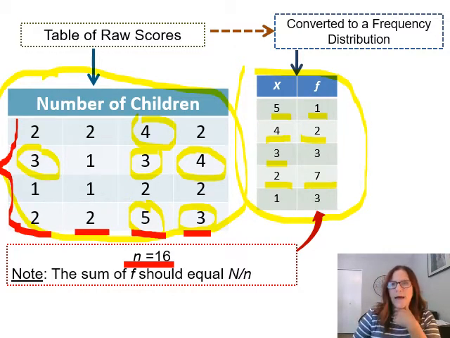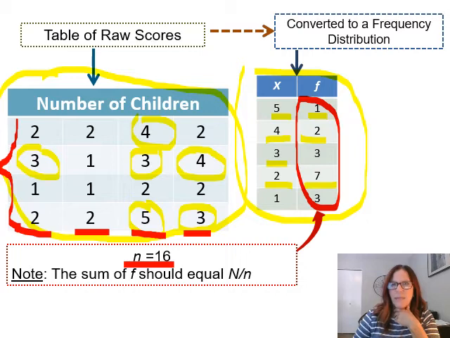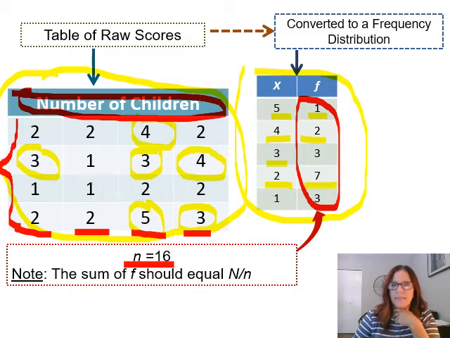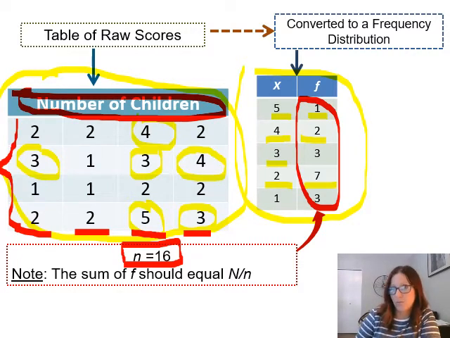When we add up our frequency column, this column right here, it should equal how many scores we have in this total table for number of children. If you remember, we said 16 because we have 16 scores here. So when we add this column up, it should also equal 16. So 3 plus 7 is 10, plus 3 is 13, plus 2 is 15, plus 1 more is 16. So it does equal 16.